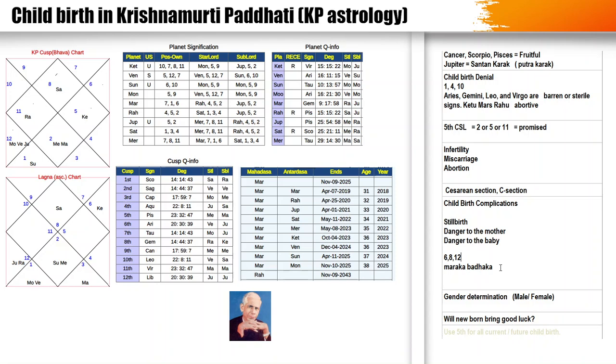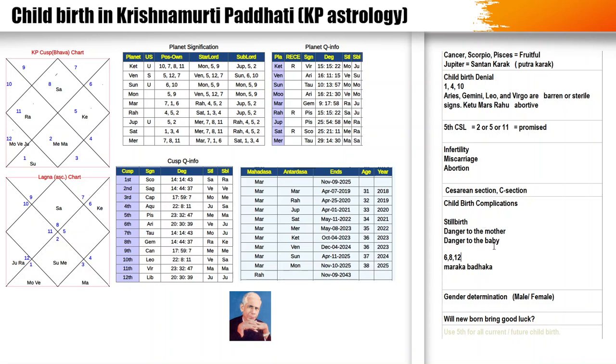You will have to delve into a few horoscopes, and then you will have a good picture of how to analyze the 6, 8, 12. Not difficult at all. This is a very simple rule in Krishnamurti Paddhati, and it takes care of so many different issues at the same time. So that's one of the very good simplicities that you have in Krishnamurti Paddhati.